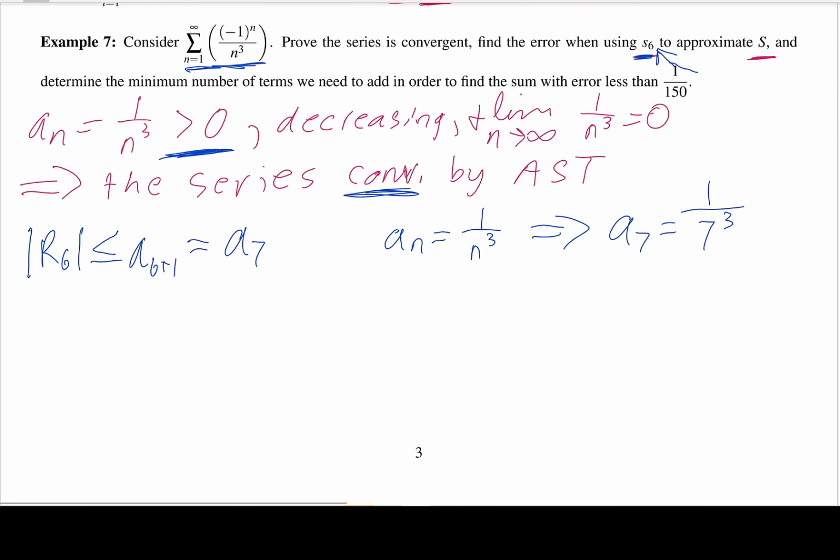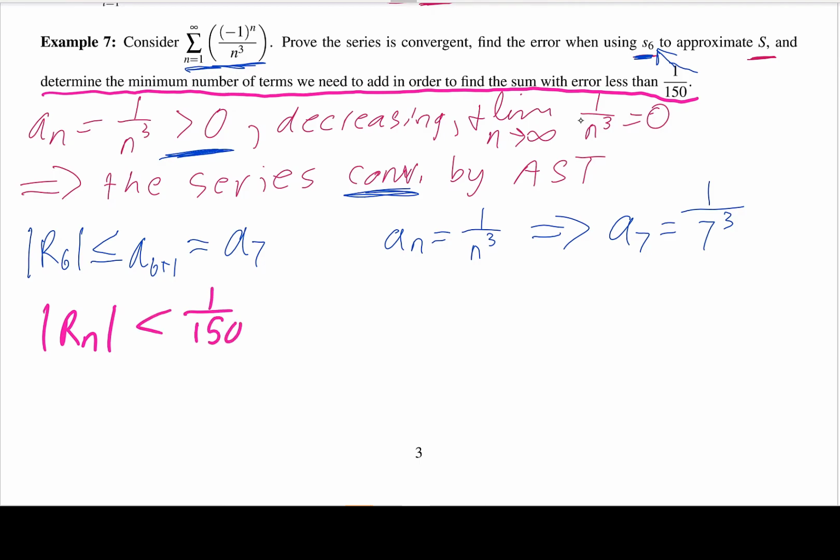So now we want to look at the next part of this problem. The next part was for us to determine the minimum number of terms that we need to get an error less than 1 over 150. So what this is saying is that we want the absolute value of r sub n to be less than 1 over 150. But we know that the absolute value of r sub n has to be less than or equal to a sub n plus 1. So what we're really saying is that we want a sub n plus 1 to be less than 1 over 150.